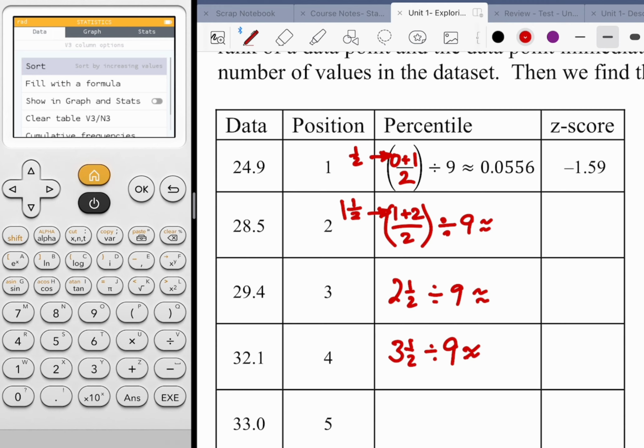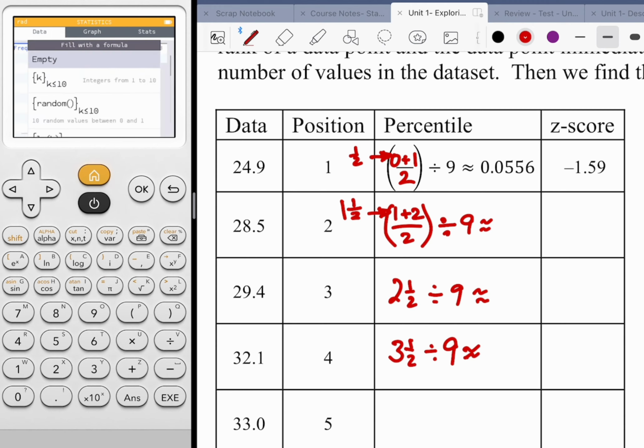I could fill it with a formula. What this will do is it'll give you a sequence of values starting wherever you want it to start. So I could use this one, or I could go into the toolbox. If I use empty, let me hit enter on empty. Go into the toolbox. You have a lot more options.